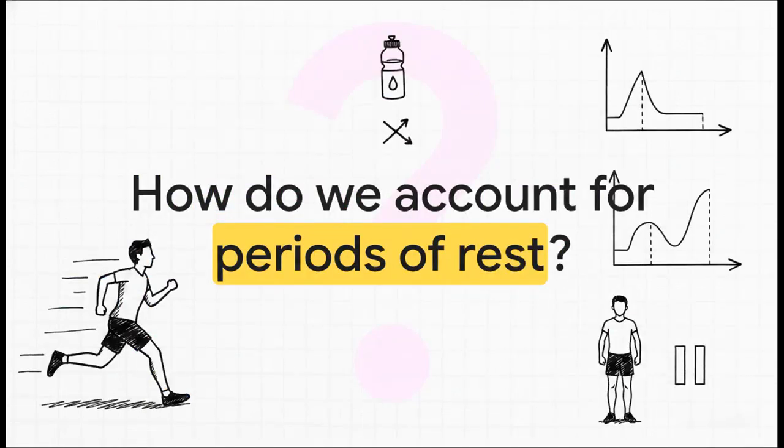But let's pause and think critically for a second. Ask yourself this. If you go for a run, stop for a quick water break, and then start running again, how exactly do we use math to describe your overall speed? The basic speed formula works flawlessly for a constant, steady pace, but real life is messy. How do we account for those periods where you aren't moving at all?